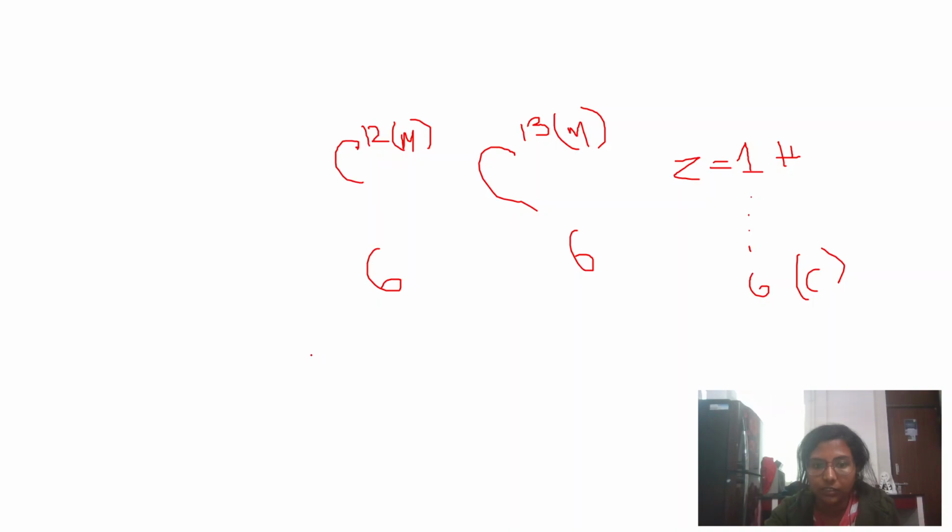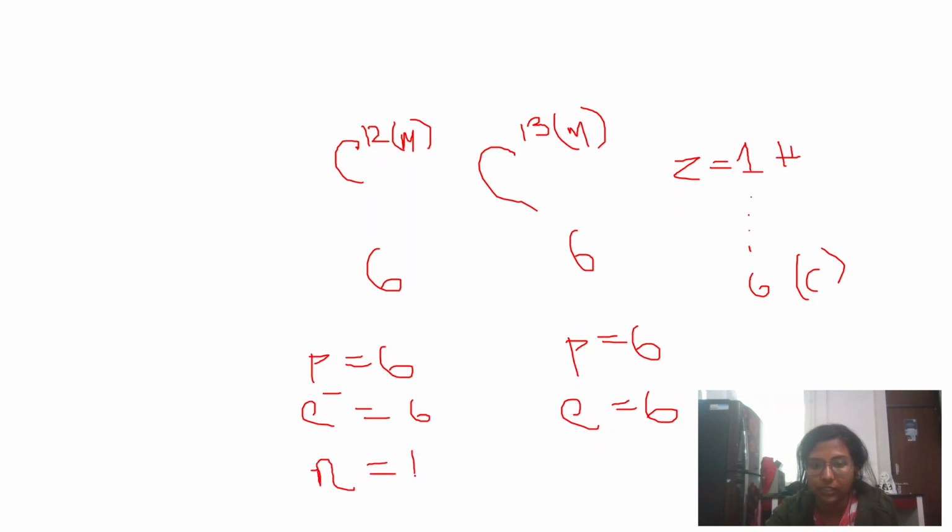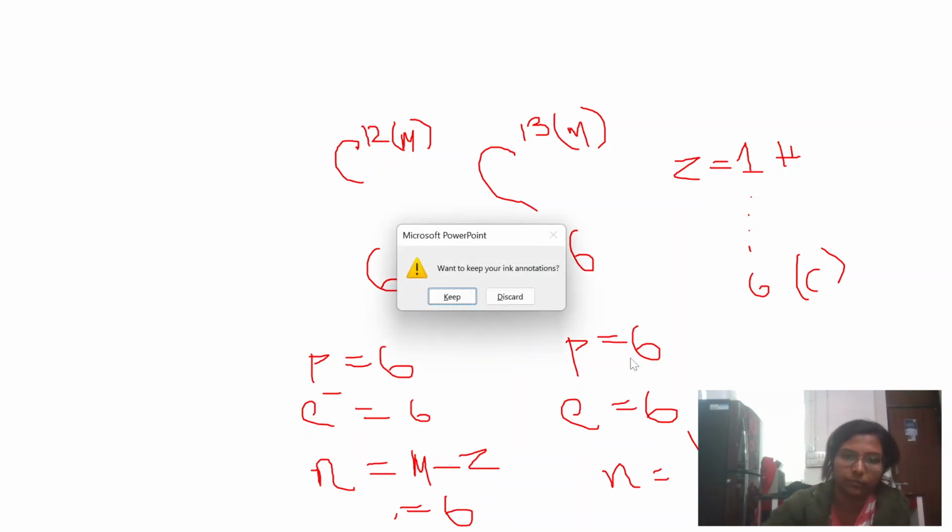The number of protons is 6 here and 6 there. If the number of protons is 6, the number of electrons also has to be 6 because the atom has to be neutral. The only difference in isotopes is in the number of neutrons, that is M minus Z. This is 6 here, and here N is 13 minus 6, that is 7. The atomic number is the same. Hence if you take isotopes, there will be a difference in NMR, not in single crystal diffraction. It will have the same form factor.